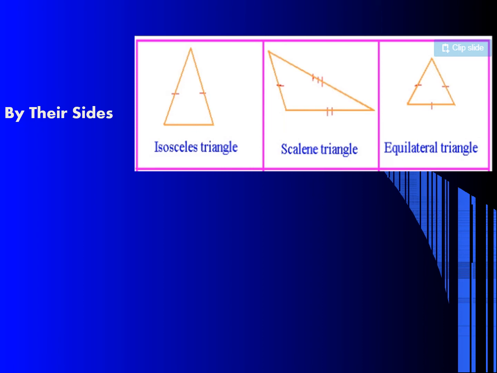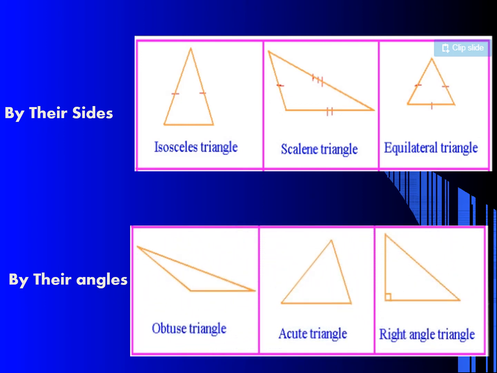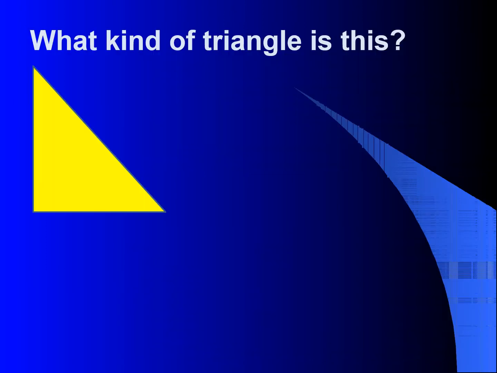The other classification is, exactly, by their angles. The first one is called an obtuse triangle, which has only one obtuse angle, and the other angles are acute. For the acute triangle, all of the angles, which are the three angles here, are acute. And for the right angled triangle, exactly, it only has one right angle, and the other angles are acute. Some questions according to what we have taken now.